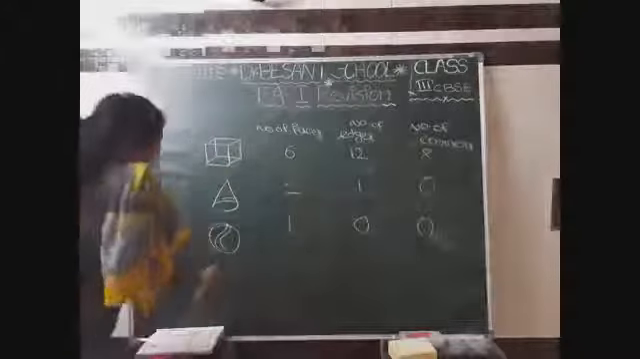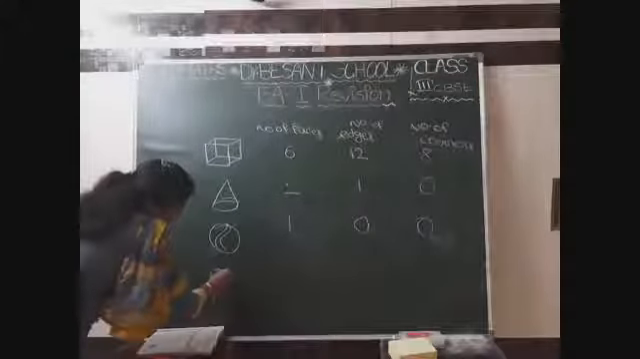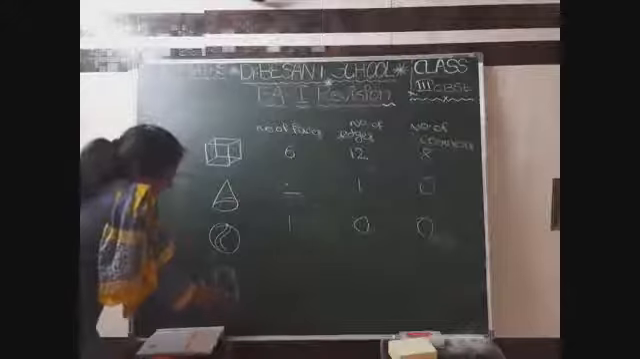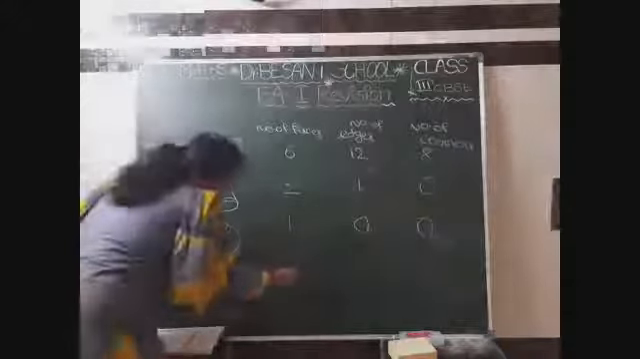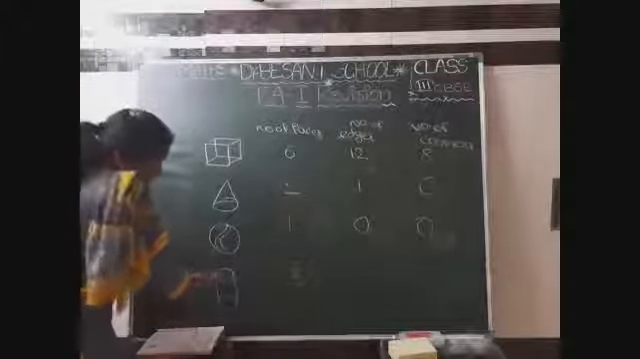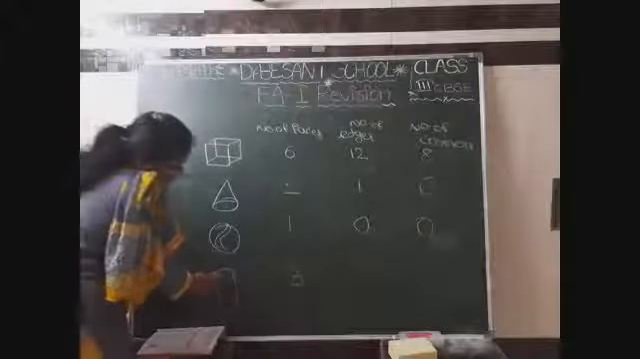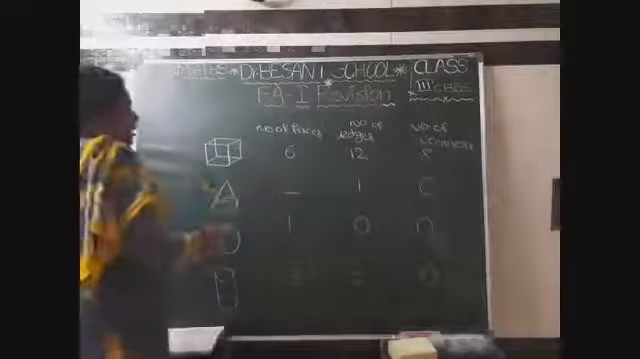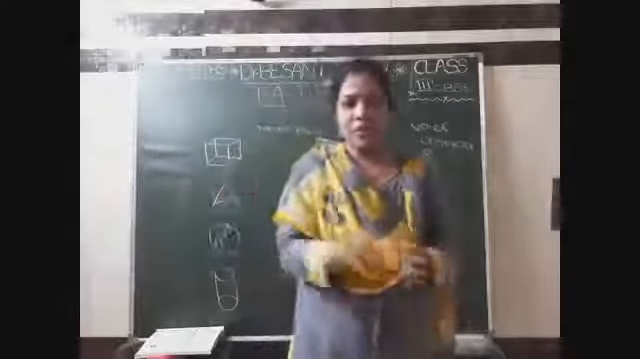Okay. The next one is the cylinder. See children, for this cylinder, this is one face, this is another face, and this is another face. Total 3 faces are there. How many edges are there? This is one edge and this is another edge. 2 edges are there. Are there any corners for the cylinder? No, so 0. All these are the numbers of faces, edges, and corners of the solid figures.